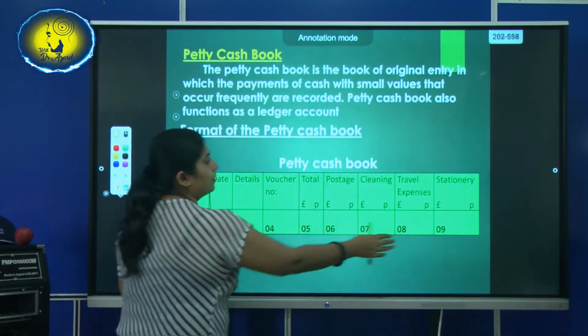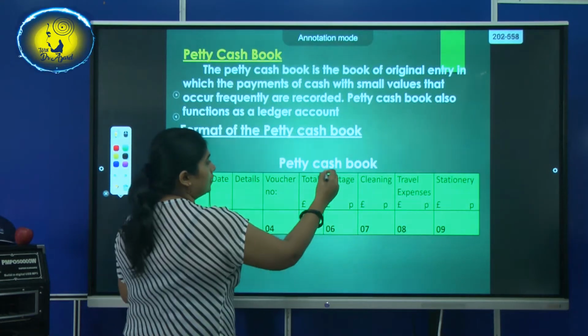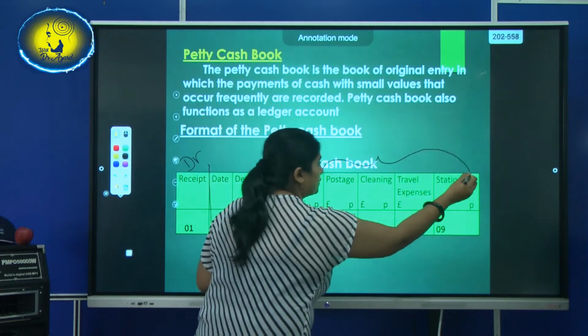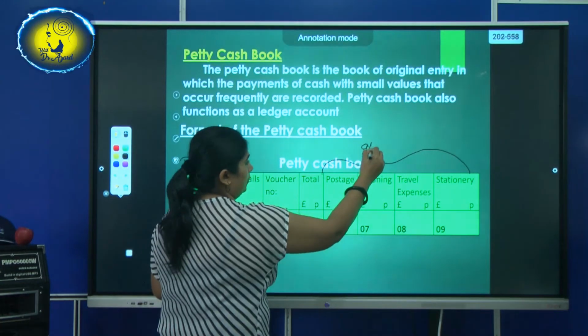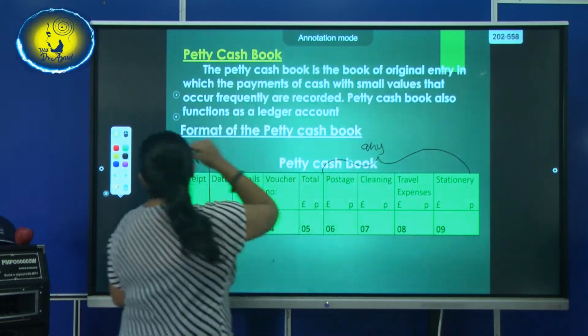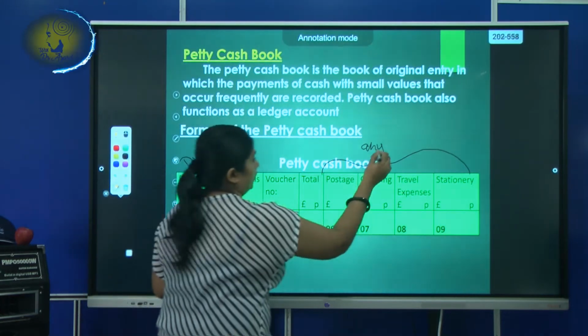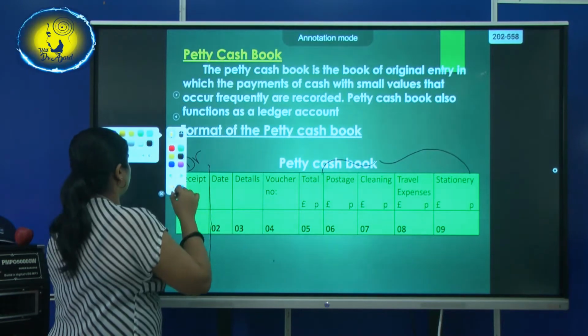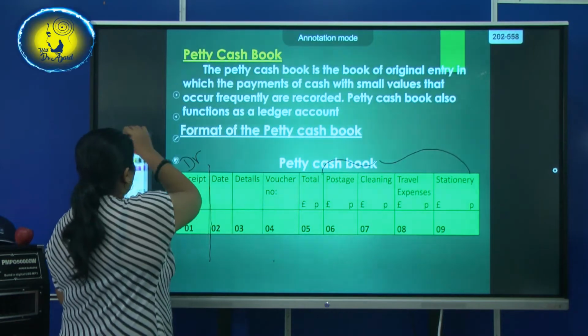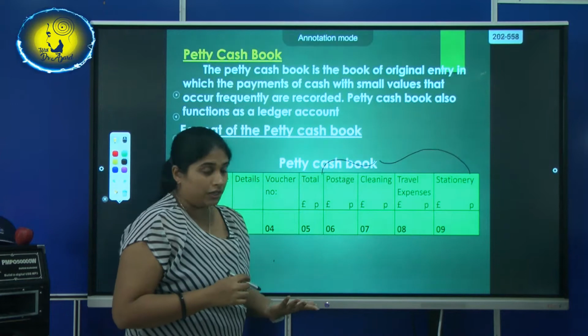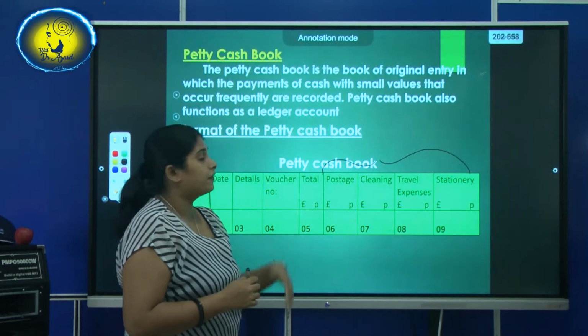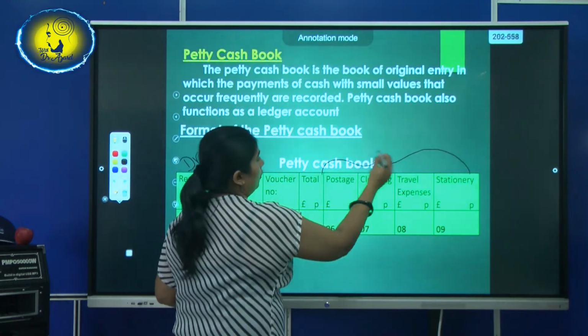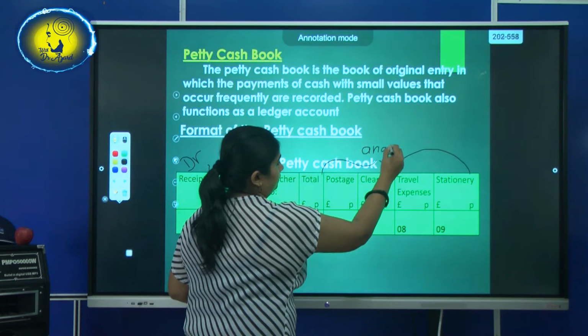Then here you will be able to see there are few columns. Children, remember these columns are called analyses columns. Okay, analyses columns. And this column differs according to the business. Some businesses may have few columns like 5 or 3 columns. Some businesses might have more than 5. So this is called analyses column.